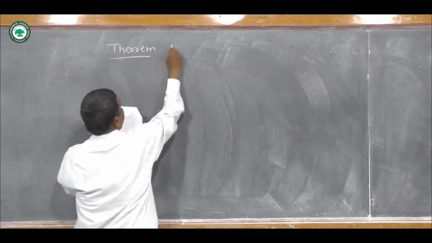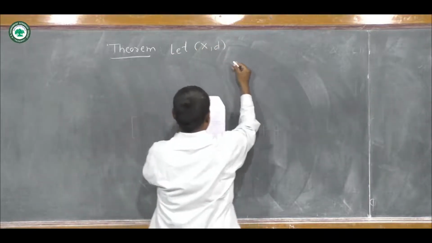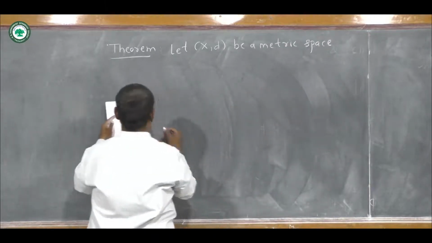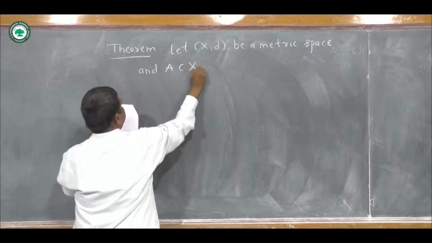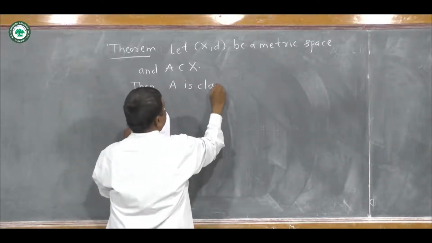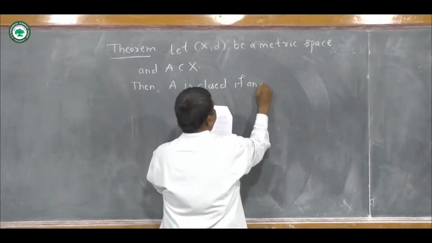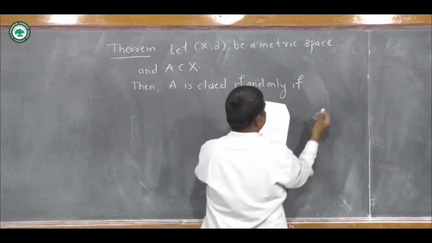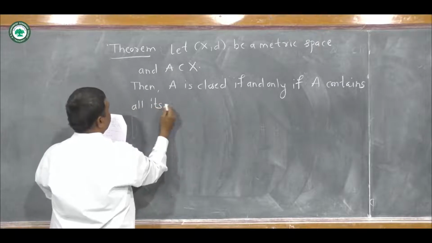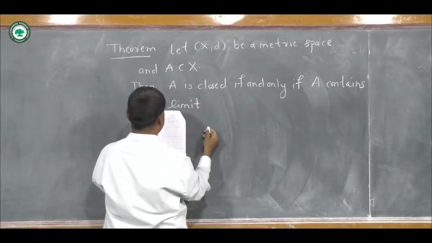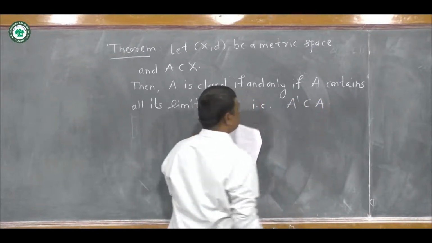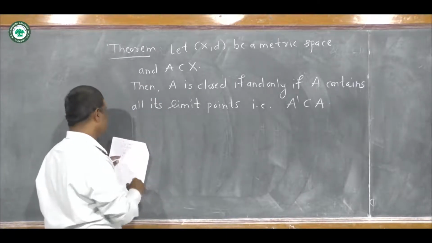Theorem: Let (X, d) be a metric space and A be a subset of X. Then the set A is closed if and only if A contains all its limit points, that is, A' is contained in A, that is, the set of limit points of A is contained in A.